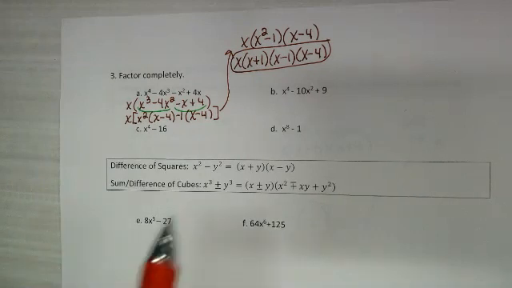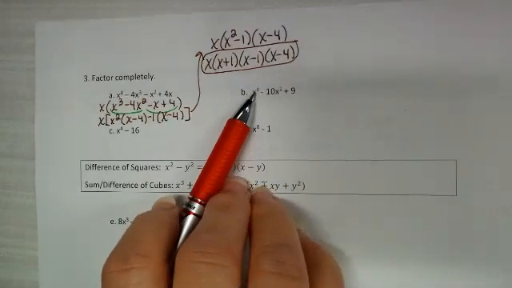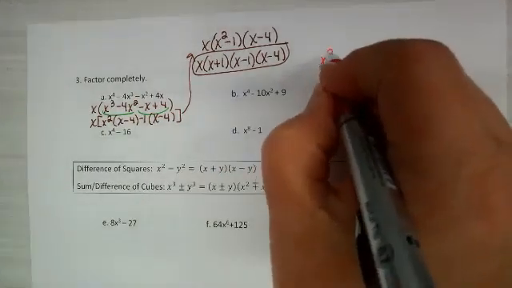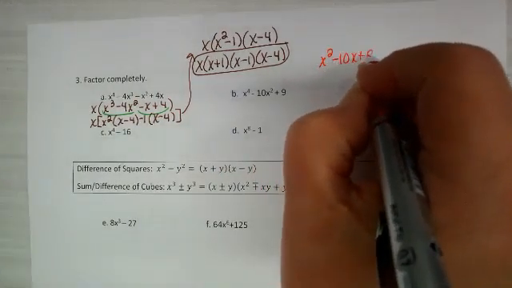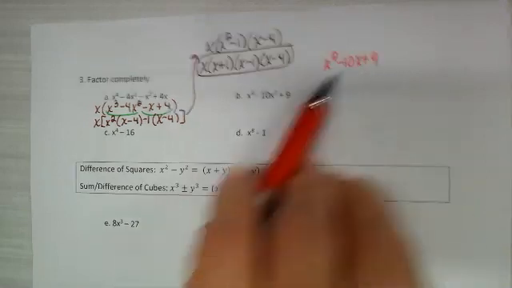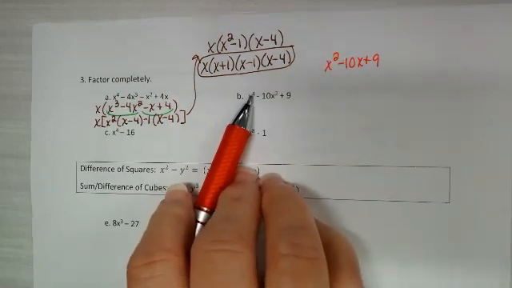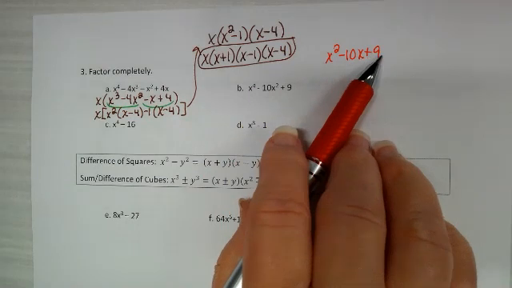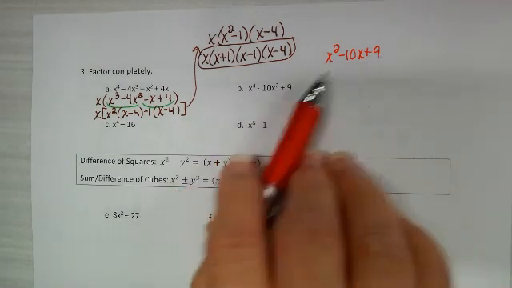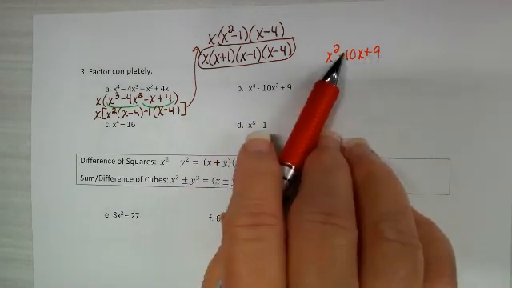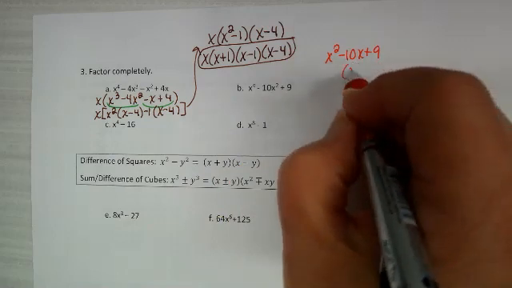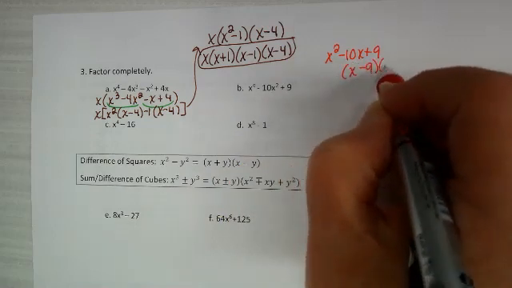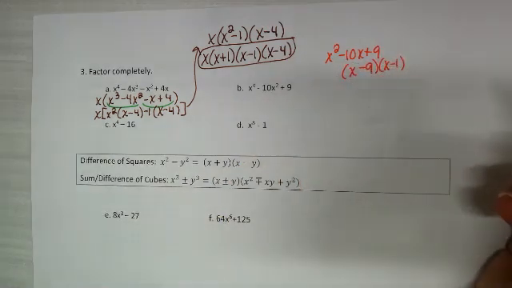Now, letter B does something unusual. Instead of just saying x squared minus 10x plus 9, which is what we're used to seeing, it says x to the fourth. So it's very similar. Let's think about how we would factor this one first, and then we'll attack this. What are factors of 9 that add up to negative 10? Well, I think I'd go with x minus 9, x minus 1.